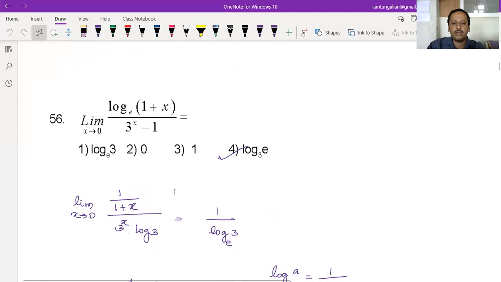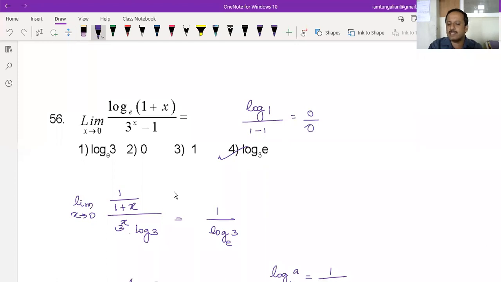Okay, so limit x tends to 0, log of 1 plus x divided by 3 power x minus 1. If you directly apply the limit, put x as 0, numerator will give you log 1 and denominator is 3 power 0 minus 1. The log 1 is 0, 1 minus 1 is 0. 0 by 0, it is an indeterminate form. When it's an indeterminate form of the type 0 by 0 or infinity by infinity, we can use L'Hospital's rule. By using L'Hospital's rule, derivative of log 1 plus x is 1 by 1 plus x and the derivative of 3 power x minus 1 is 3 power x into log 3.